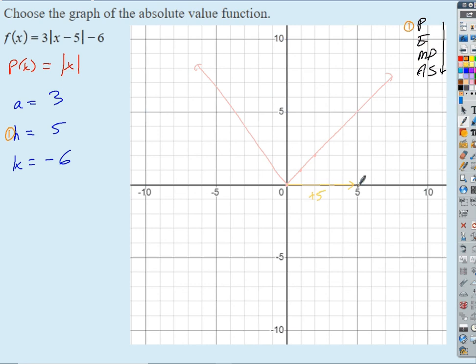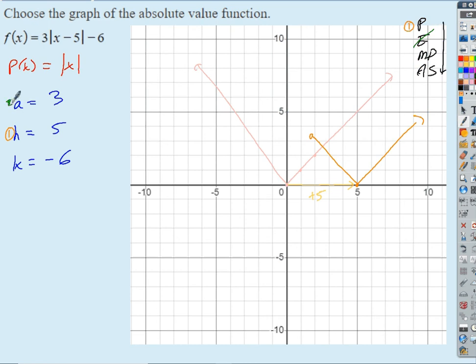Okay, so that's where the vertex is. The shape is still the same though, right? All we did was just slide it. Okay, now what's next? So next we go exponents. There are no exponents. Multiplication and division. You see some multiplication. The 3, so that's the A, isn't it?